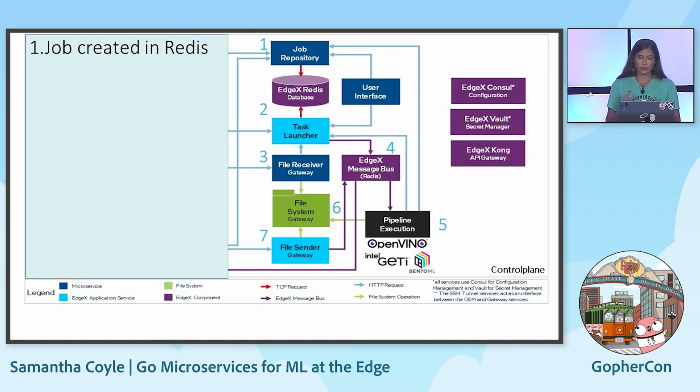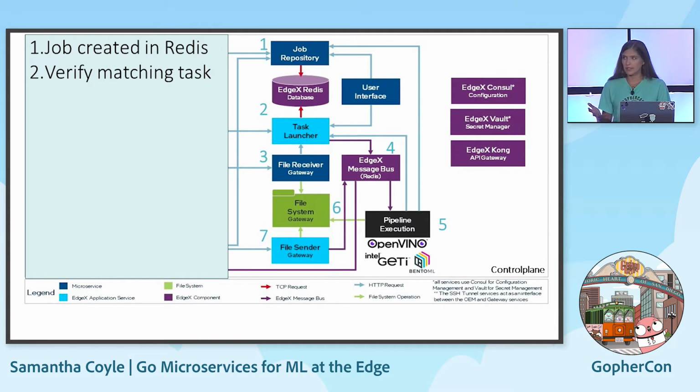Then on the control plane side of things, this is where a lot of the effort was going into, right? The processing. So step 1, that job repository is going to create a job in Redis for an input image. We then have the task launcher for step 2, verifying that there's a matching task. So it's basically saying, hey, there's an input image. Do I have a pipeline to run?